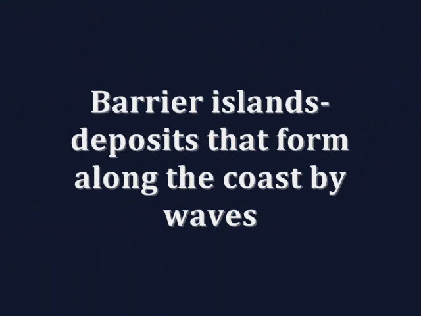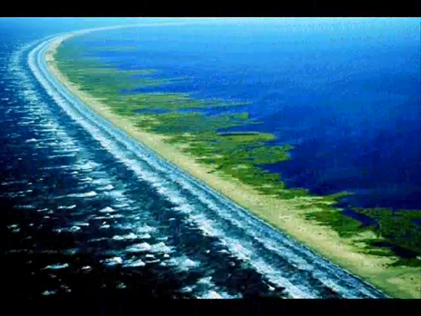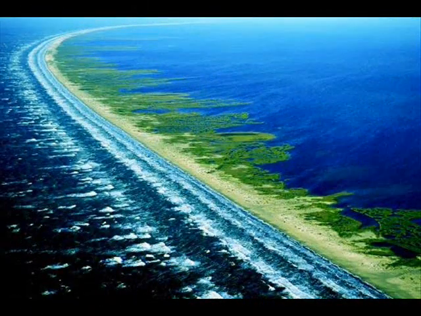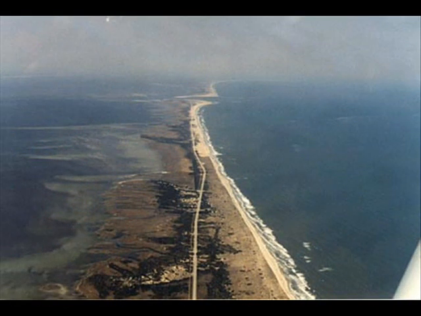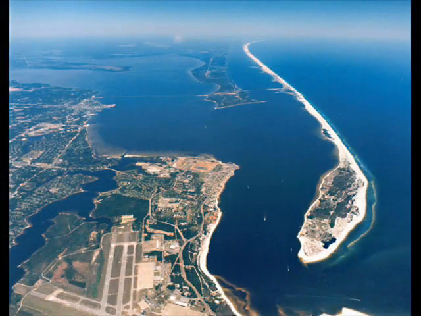The next example is barrier islands, which are deposits that form along the coast by waves. In these pictures, waves have pushed sand along, and they have created islands all along the coast. For example, we have barrier islands in Georgia.